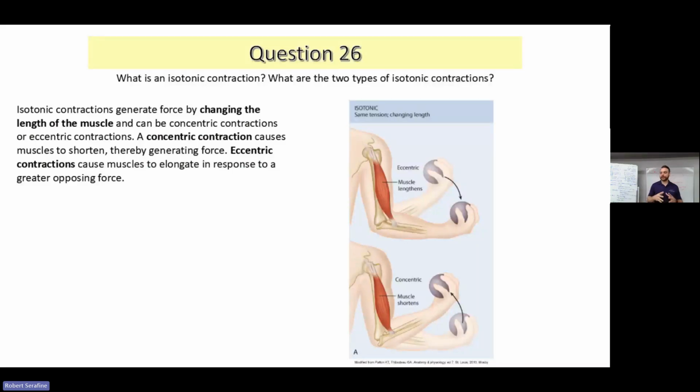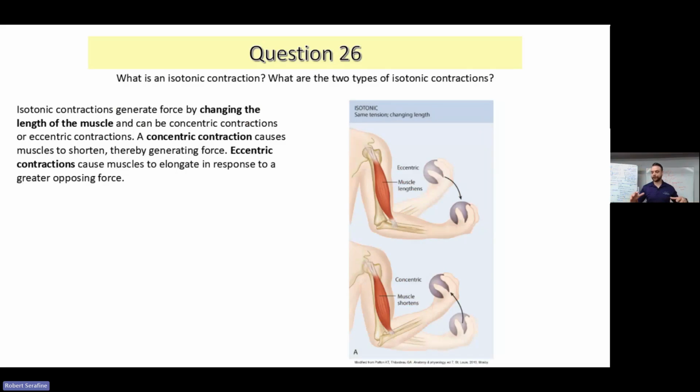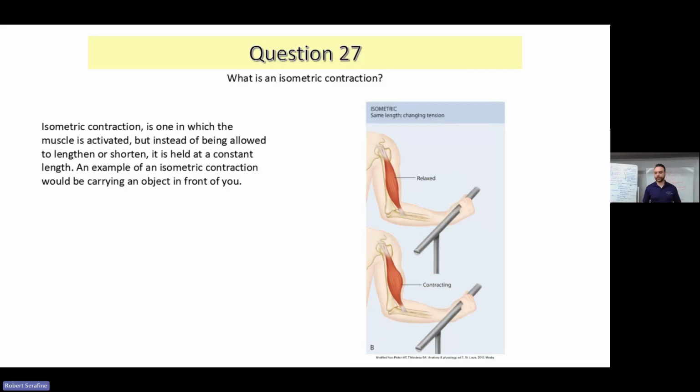For the isotonic contraction, I can also break down the word. Iso means the same, tonic means the same tone. So the tone of the muscle is relatively staying the same throughout the movement while the muscle changes length. With an isotonic contraction, the muscle changes lengths in one of two ways. It either gets shorter via the concentric or contraction phase, or it gets longer via the eccentric or elongation phase.